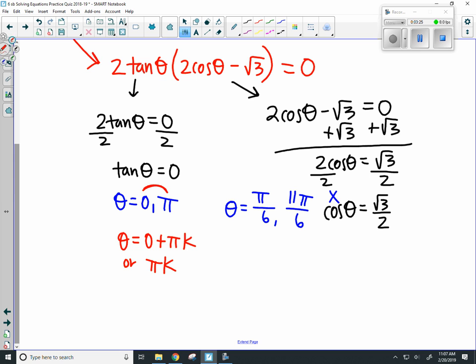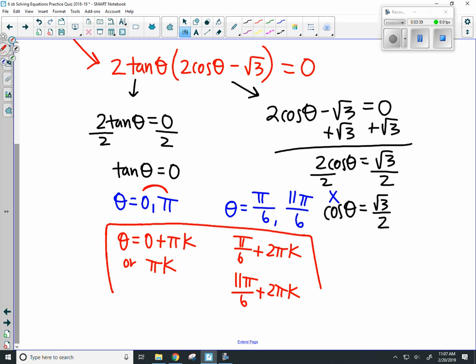And then for both of these other angles, they are not pi away from one another. So we're going to have to keep both angles in our general solution and add 2 pi k onto both of them. And that's just going to give us all of the other coterminal angles that would work to make this equation true.